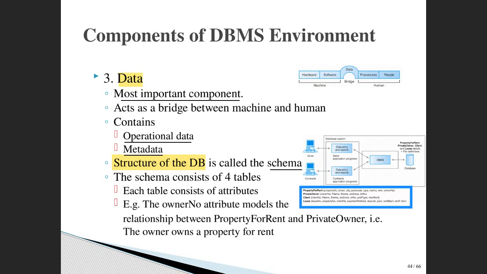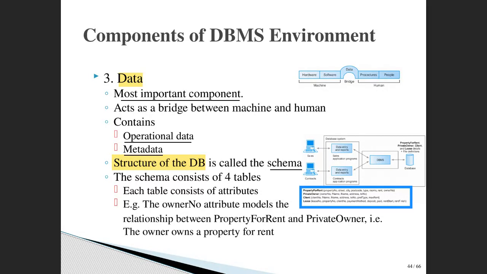Each table contains a number of attributes. So, for example, there is the property for rent table, a private owner table, a client table, and a leases table. If we take, for example, the private owner table, there will be five attributes: owner number, first name, last name, address, and telephone number. Okay, these are attributes.